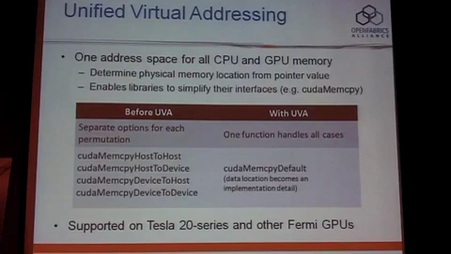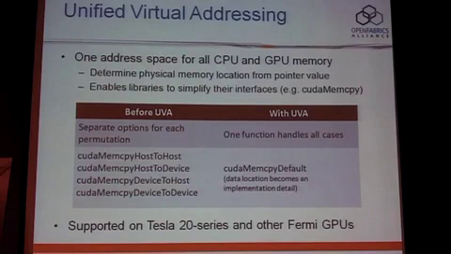This is supported on Tesla 20 series, so basically Fermi GPUs. Note that I said unified virtual addressing, not unified virtual memory. We are explicitly not unifying the memory. You still have two separate memory spaces: memory space on the GPU that's optimized for parallel transfer and throughput, and a memory space on the CPU that has deep caches. But what we've done is unify the virtual address space so that a given pointer cannot alias.